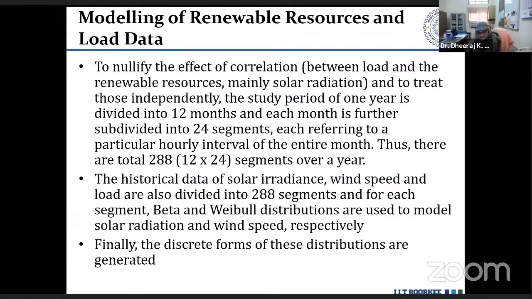And for each segment, we are considering different models for solar radiation, wind, and load. For solar radiation, we used beta distribution. For wind speed, we used Weibull distribution.